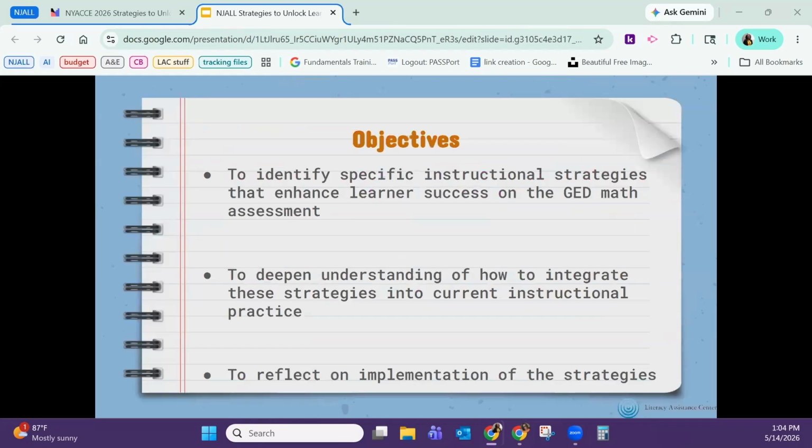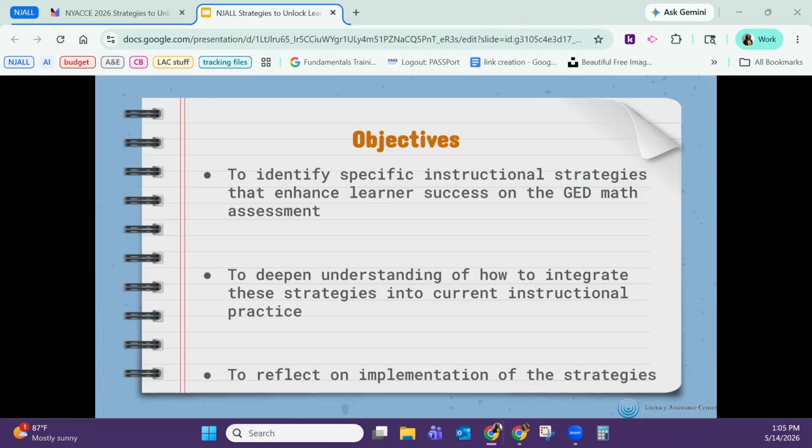Here are our objectives: to identify specific instructional strategies that enhance learner success on the GED math assessment, and to deepen understanding of how to integrate those strategies. I really want to make sure that we get a chance to actually do it and then reflect on how you can implement it. I don't want any of us walking away saying, "Oh, that was great in my mind," and not, "Here's how I could do that tomorrow."